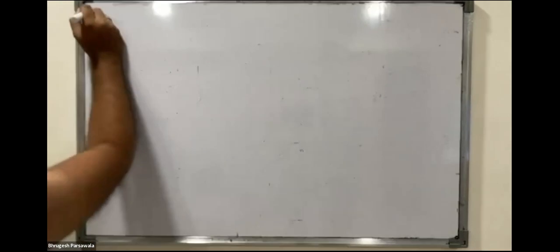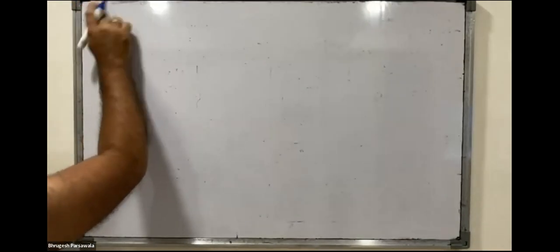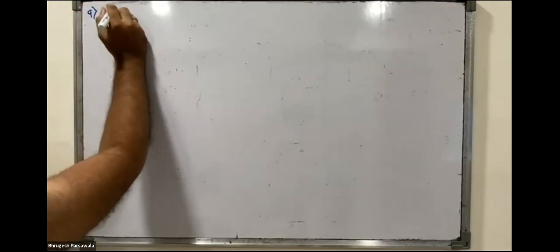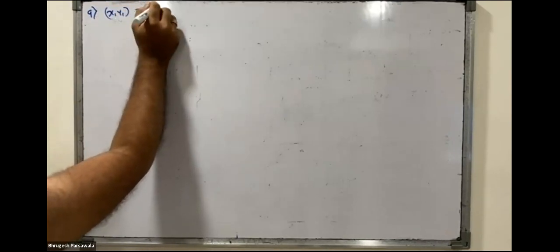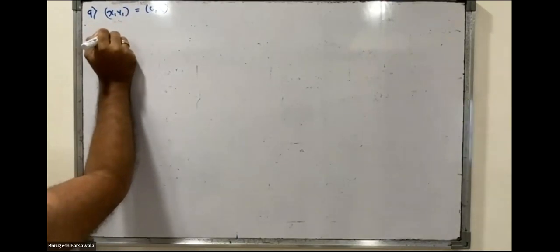Ninth one. Very easy. Chalo, try karo. Find the equation of line passing through 0,4. So my x1 y1 is 0,4. Okay. And parallel to this line.